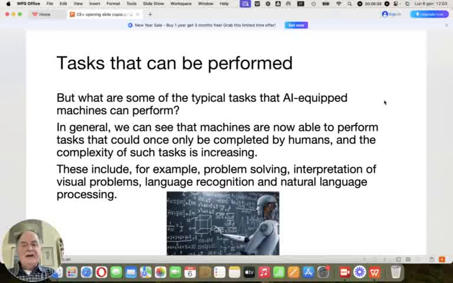But what are some of the typical tasks that AI-equipped machines can perform? In general, we can see that machines are now able to perform tasks that could once only be completed by humans, and the complexity of such tasks is increasing. These include, for instance, problem solving, interpretation of visual problems, language recognition, and natural language processing.